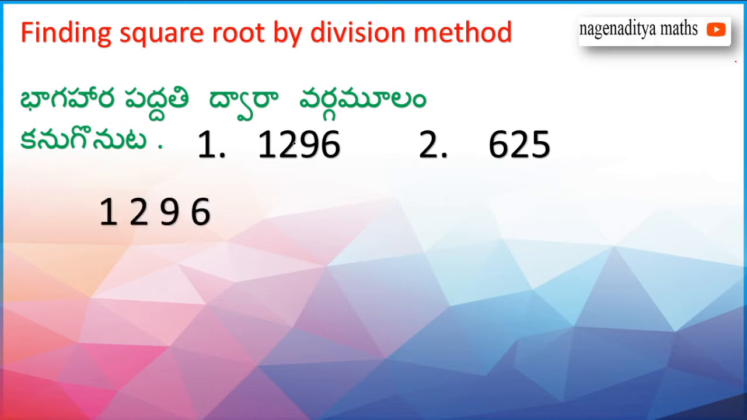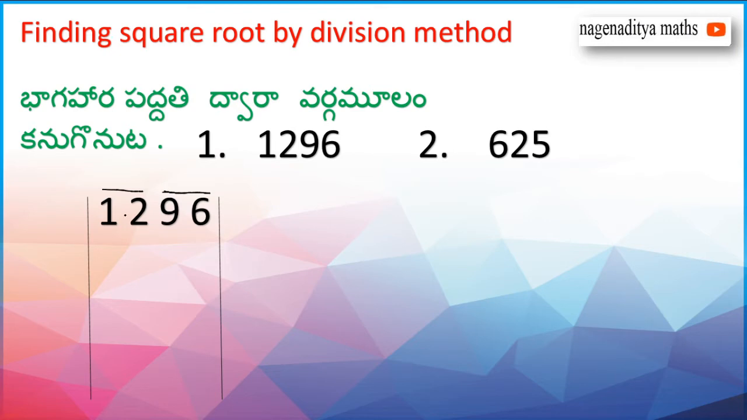1296. We have to draw a line over every two numbers, from right hand to left hand side. Like this, first we have to put a bar like this. Okay, after that we have to draw lines like this. Next, here the number is 12. We have to consider this as a whole number.